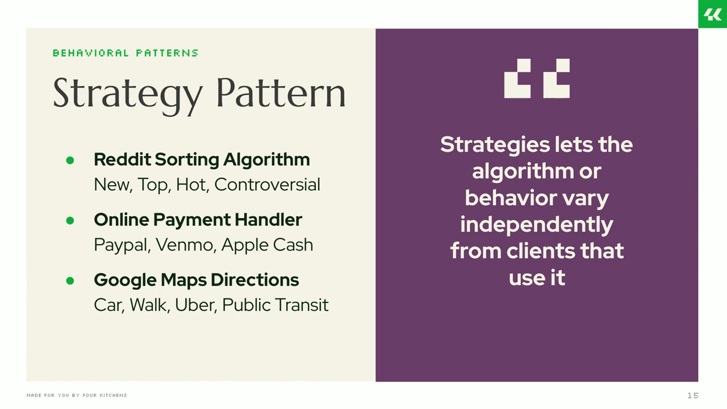So if someone clicks a button, and if Reddit wants to add another one, a random sort, they can add that sort, add the new button, and they don't need to refactor the other algorithms. Each one of these is encapsulated as its own strategy.